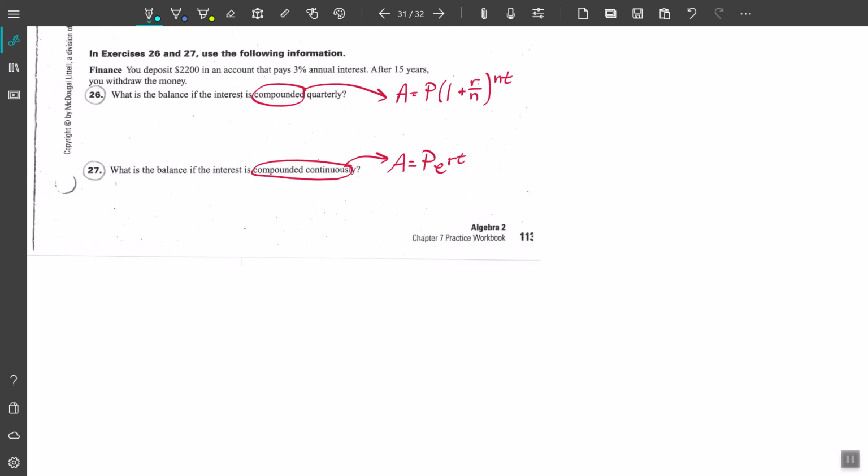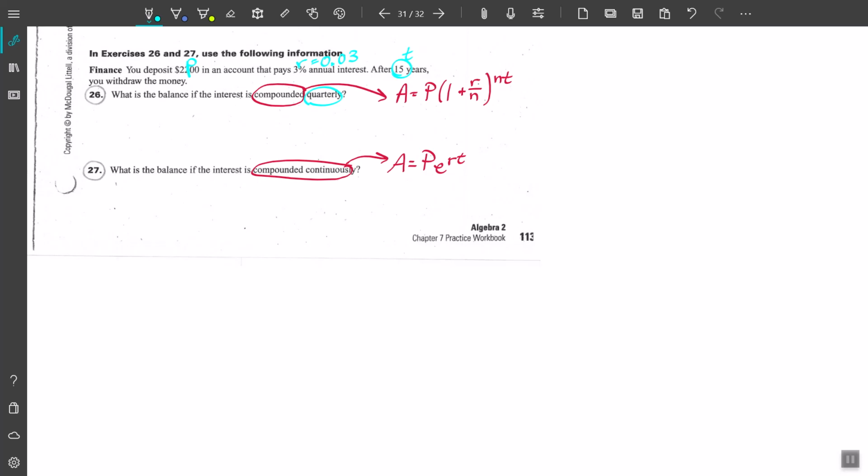Now in 26 and 27, they're showing you two different formulas to use based on how your interest is accrued. So in both cases, your principal is the same. You're going to deposit this $2,200. Your interest rate is the same, this 3%. And remember, we're going to have to express that as a decimal, so 0.03. And then the time period for both is 15 years. Okay, so here's your T. Now, the difference is that in 26, your interest is compounding quarterly.